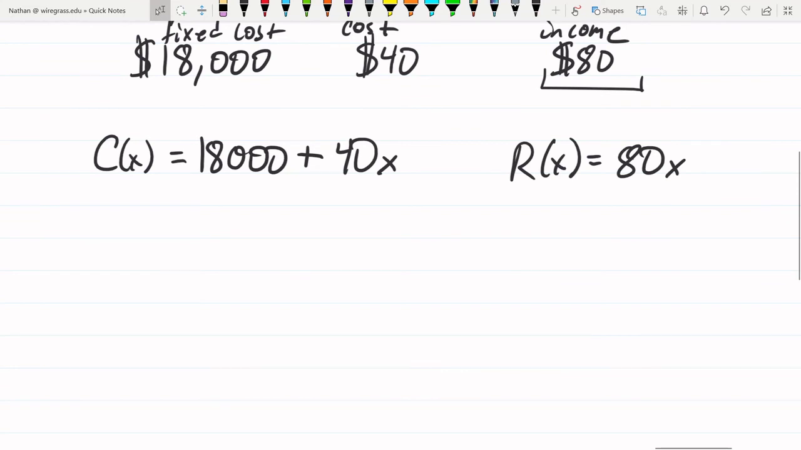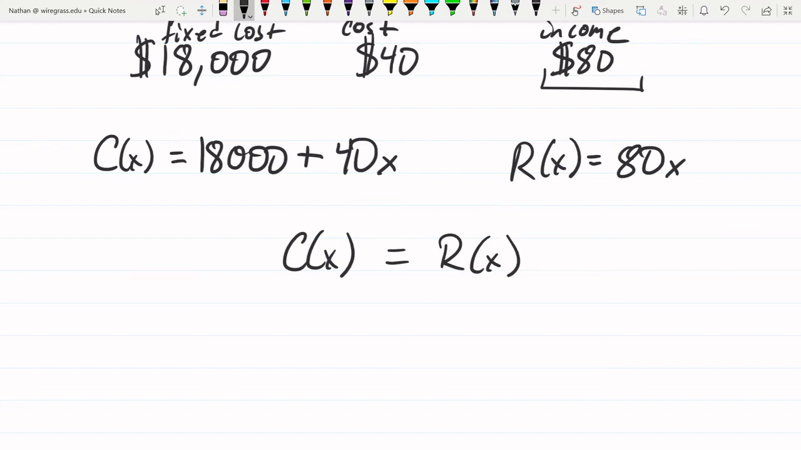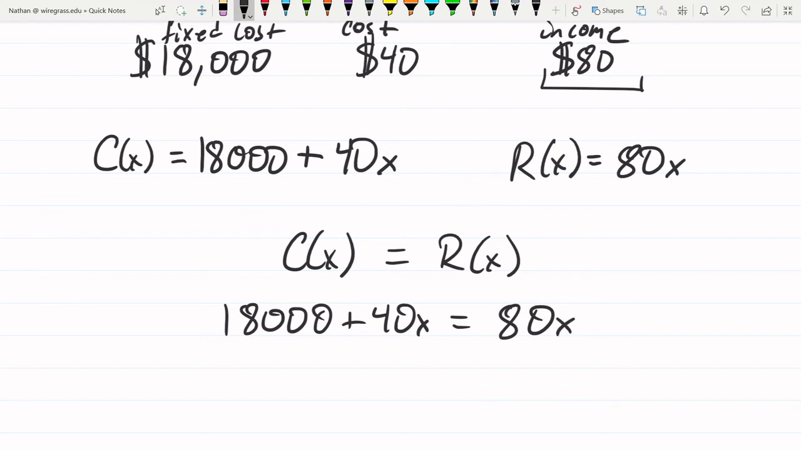It's natural to want to find when your cost and revenue equal each other. When does C of x equal R of x? This is the break-even point. And that is when 18,000 plus 40x equals 80x.